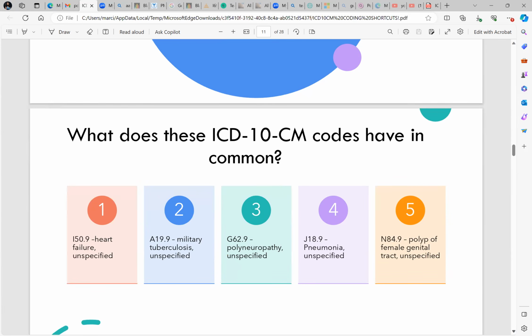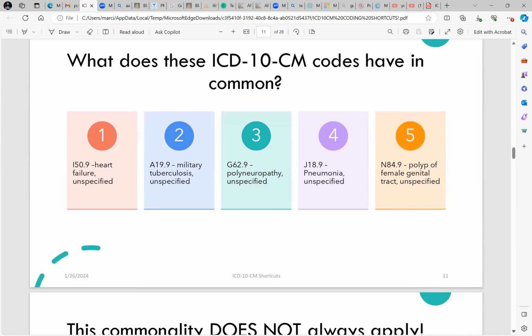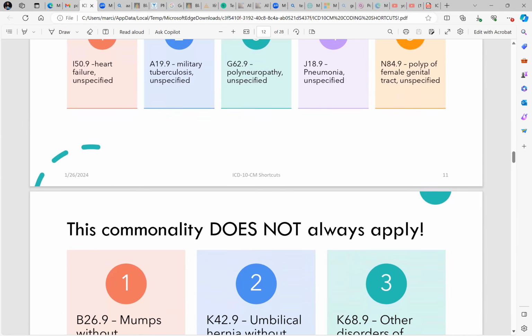I50.9, heart failure unspecified. A19.9, miliary tuberculosis unspecified. G62.9, polyneuropathy unspecified. J18.9, pneumonia unspecified. N84.9, polyp of female genital tract unspecified.